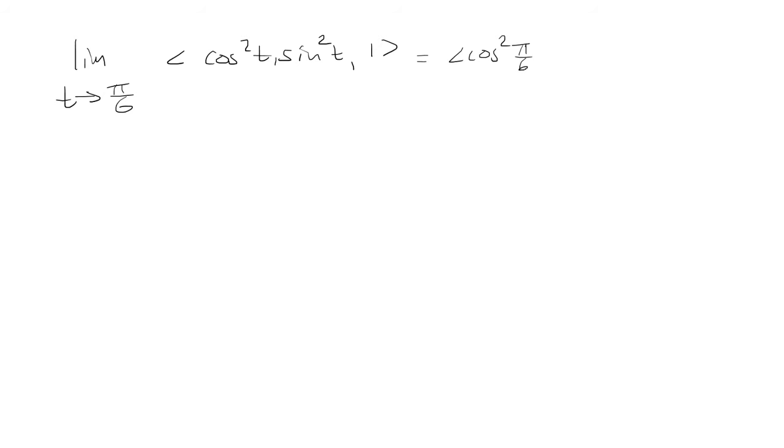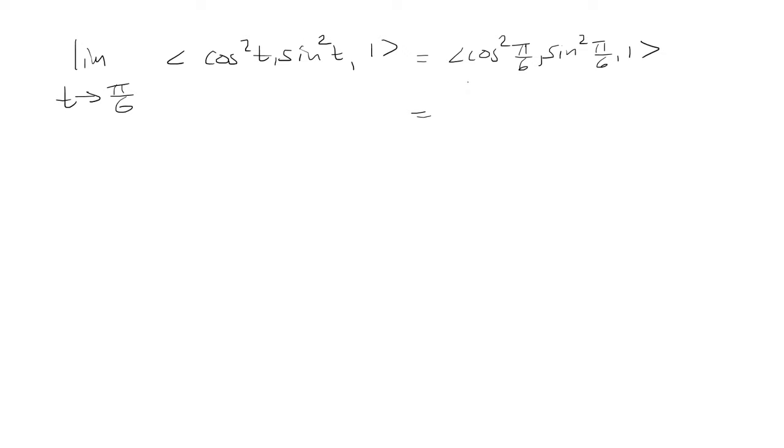Find the limit of the vector valued function. So the limit as t approaches pi over 6 of cosine squared t, sine squared t, and 1. For this, we can plug in pi over 6 for t. So you have cosine squared pi over 6, sine squared pi over 6, and then 1.